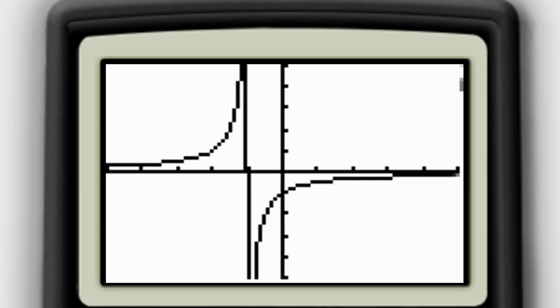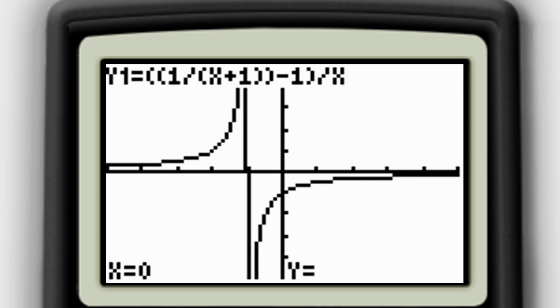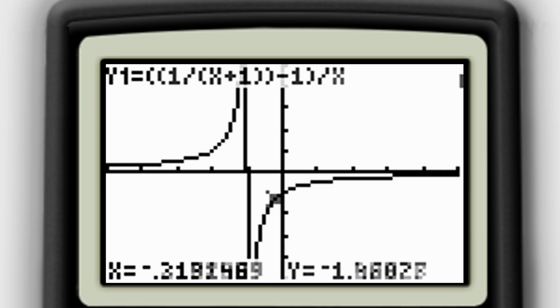When you take a look at the graph, you can use your trace key to look at what happens to the curve as x approaches 0. And you'll notice that as x is getting closer and closer to 0, the y value is getting closer and closer to negative 1, just as we calculated.